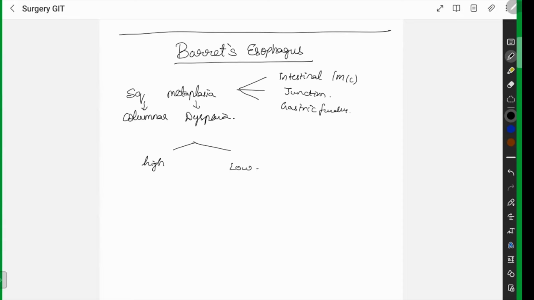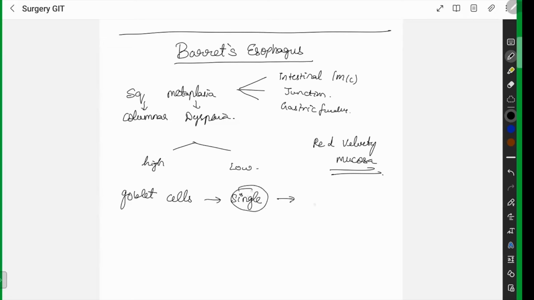So what happens is, there is going to be a specialized intestinal metaplasia. You can see red velvety mucosa. The peculiar feature is, when you call it a Barrett's esophagus, when you see goblet cells, even a single goblet cell, you actually call it a Barrett's esophagus.